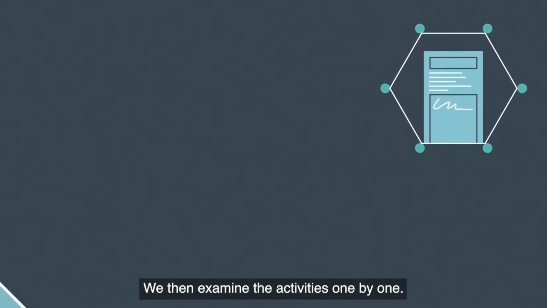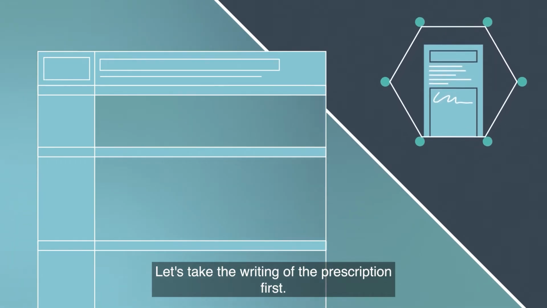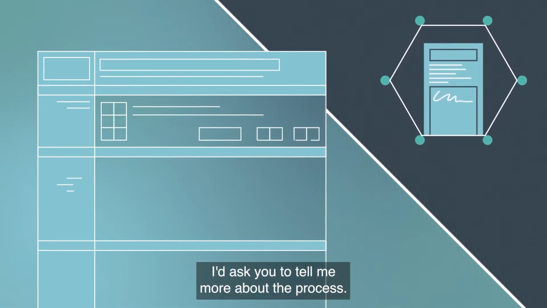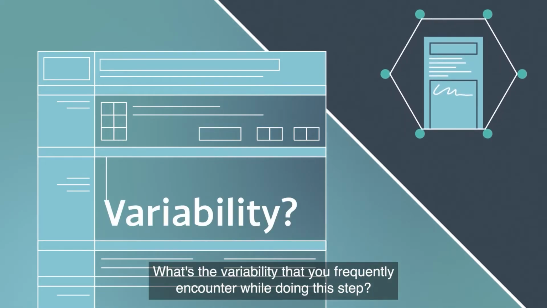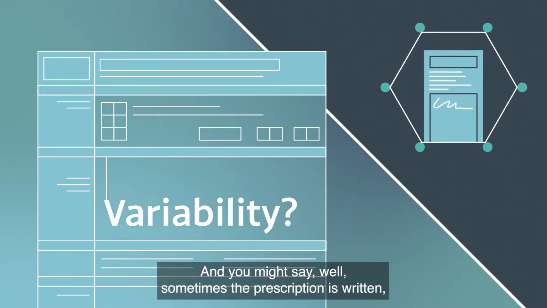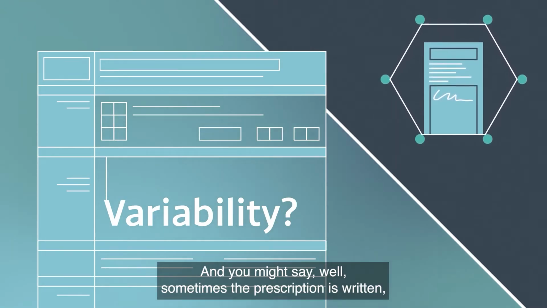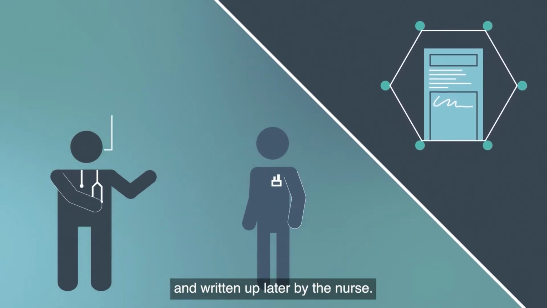We'd then examine the activities one by one. Let's take the writing of the prescription first. I'd ask you to tell me more about the process. What's going on here? What's the variability that you frequently encounter while doing this step? And you might say, well, sometimes the prescription is written and other times it's issued verbally by the doctor and written up later by the nurse.